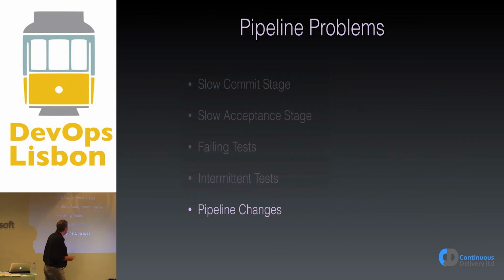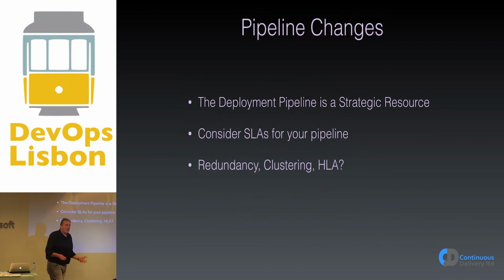Finally, pipeline changes. The deployment pipeline is strategic. As we talked about earlier, if we want to make a change to it and that change fails, then we're screwed. We can't get any change into production. We can't really safely even make any change in development because we're blind to what's happening with everybody else. We've lost the benefits of continuous integration. So we're in a dangerous situation.